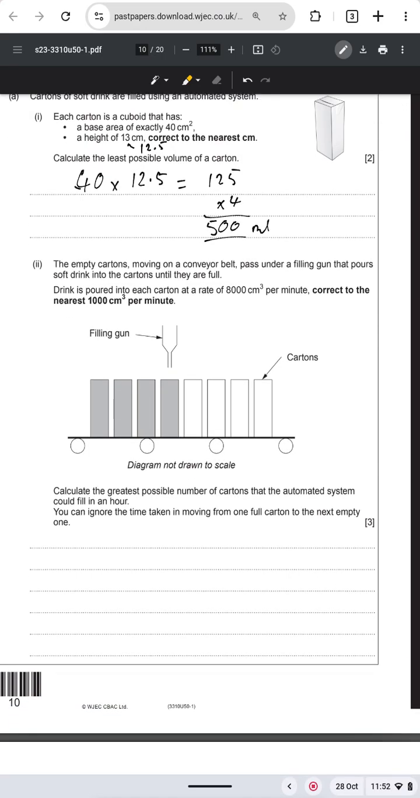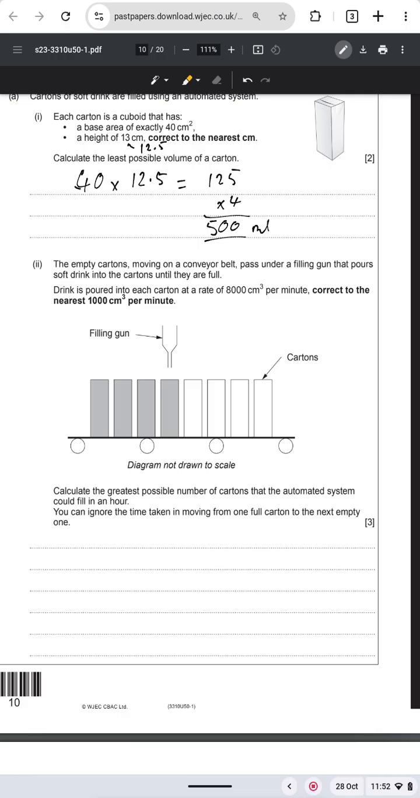Right, and empty cartons moving on a conveyor belt pass under a filling gun that pours soft drinks into the carton until they are full. Drinks are poured into each carton at 8,000 centimetres cubed per minute, correct to the nearest 1,000 centimetres cubed per minute. Calculate the greatest number of cartons that the automated system can fill in an hour. Ignore the time moving from one full carton to the next empty one.